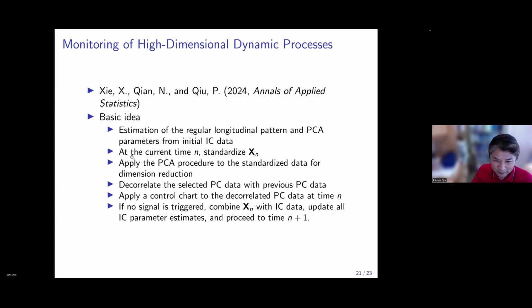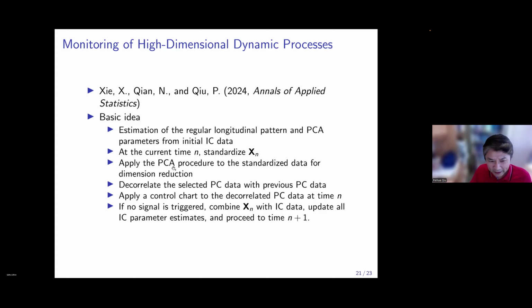Then for online monitoring, at the current time point, we first standardize the observed data at the current time point by using the estimated regular longitudinal pattern. How to do that? Minus the mean divided by standard deviation. The mean and standard deviations are obtained from the estimated regular longitudinal pattern. But of course, in high dimensional cases, the data standardization is a little bit more complex, in matrix format, not just minus the mean divided by standard deviation. There are matrix operations.